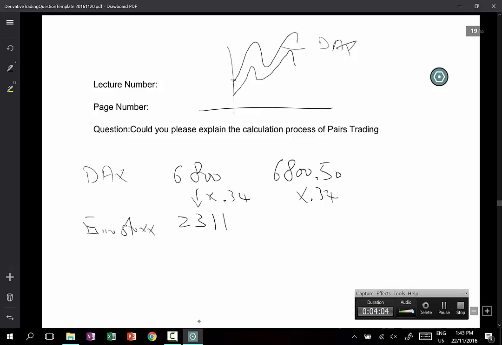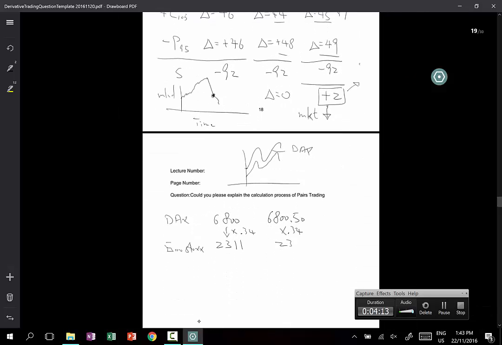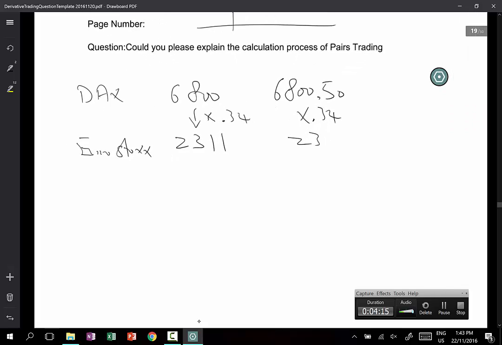So let's say for some reason the DAX is trading where it is, but the Euro Stoxx is trading at 2,305.6. Let's just say that was the case. Then the question is, how can you take advantage of that? That's the discussion we're having here.